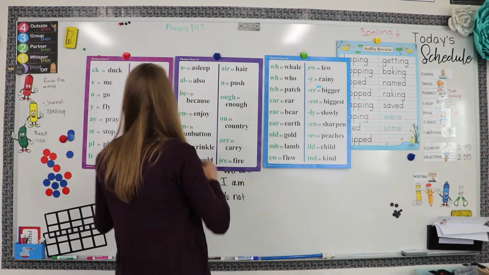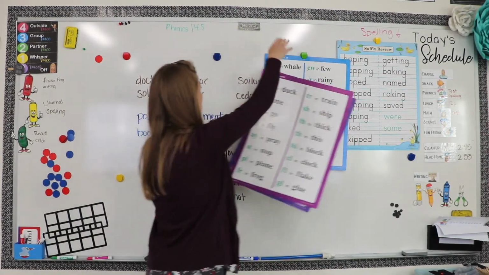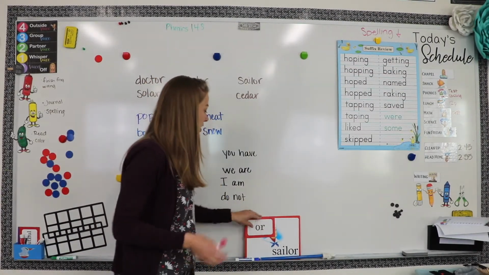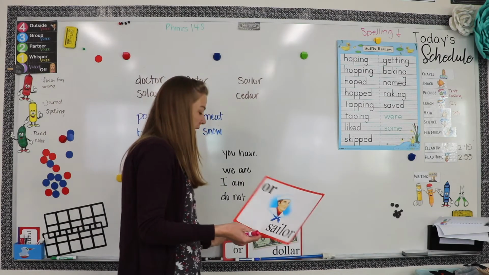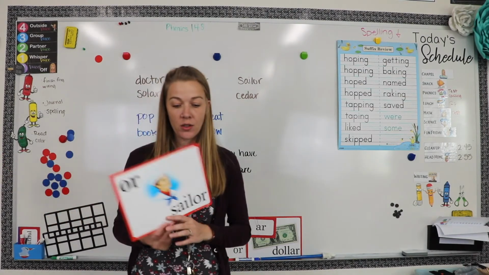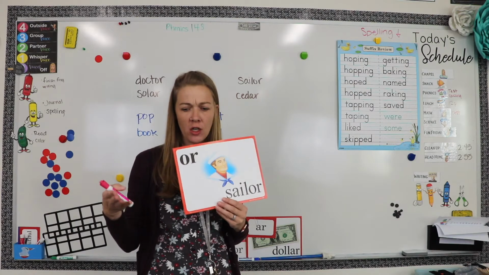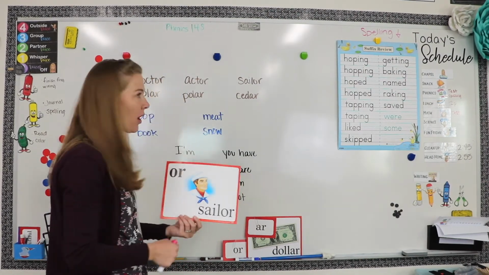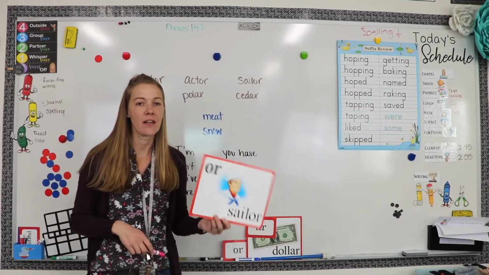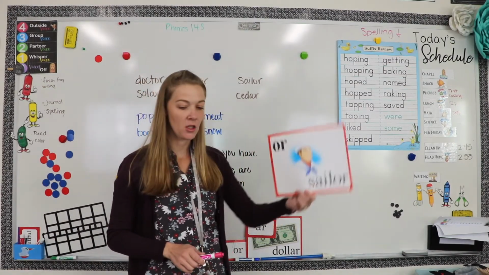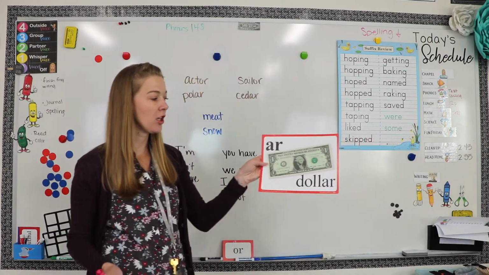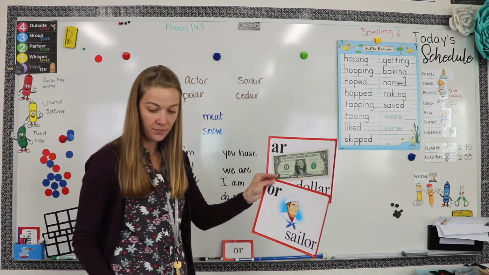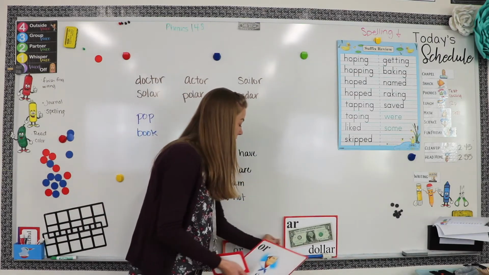So let me take these down. Okay, so we have two new sounds that we're going to practice circling. OR says er in sailor. That actually says the UR sound, right? Just like if you remember, IR says er in bird, UR says er in nurse, and ER says er in verse. This OR says er also. So sailor, okay? Dollar, AR says er in dollar, right? So both have the same sound, and that's what we are going to be circling on our special sounds, okay?